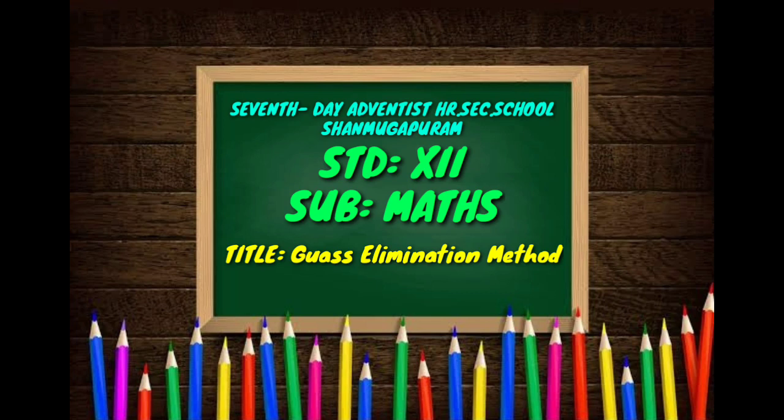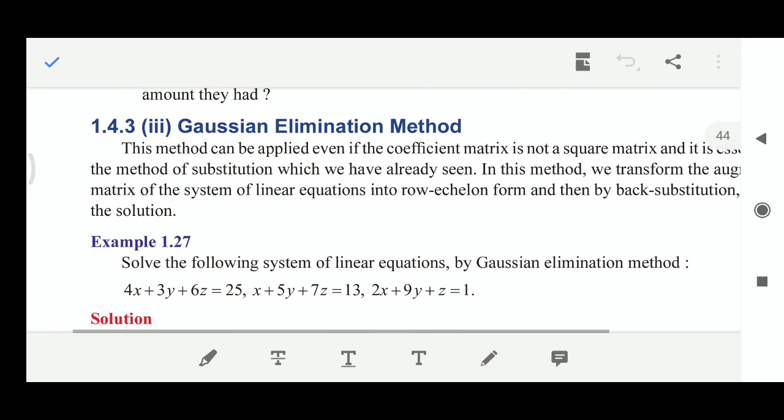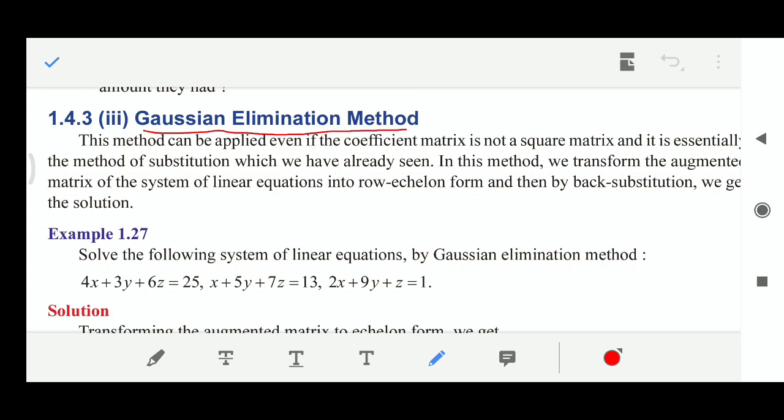In the last class we studied Cramer's rule. In this class we are going to see the Gauss elimination method, in continuation of solving linear equations. In this method we can apply the coefficient matrix which is not in square form, and it is essentially the method of substitution which we have already seen.